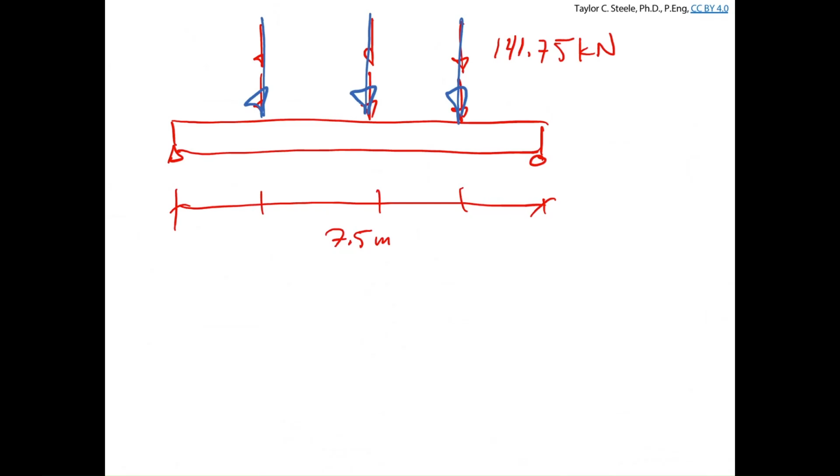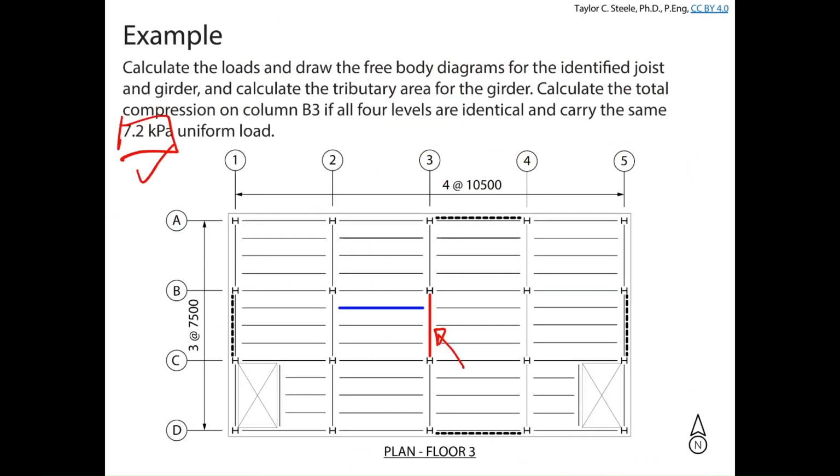So the last thing that we want to do, time pending, and maybe we'll just set up the problem briefly, is we want to figure out what the total compression on column B3 would be. And what I mean is, what is the total compression at the bottom from all 4 floors carried if we've got a uniformly distributed load and we've got a column at this particular location.